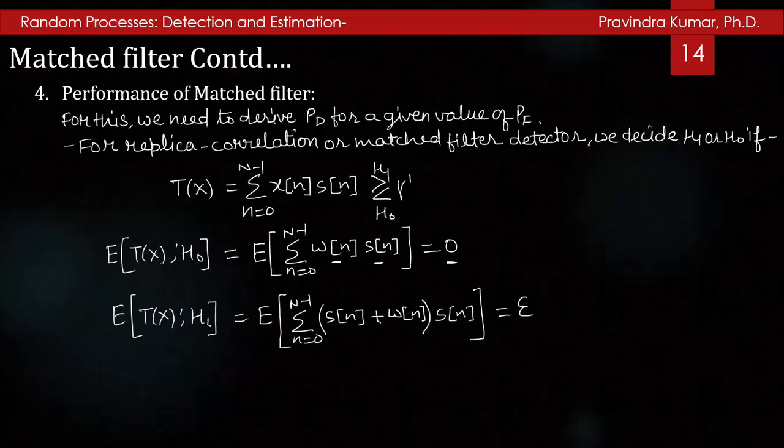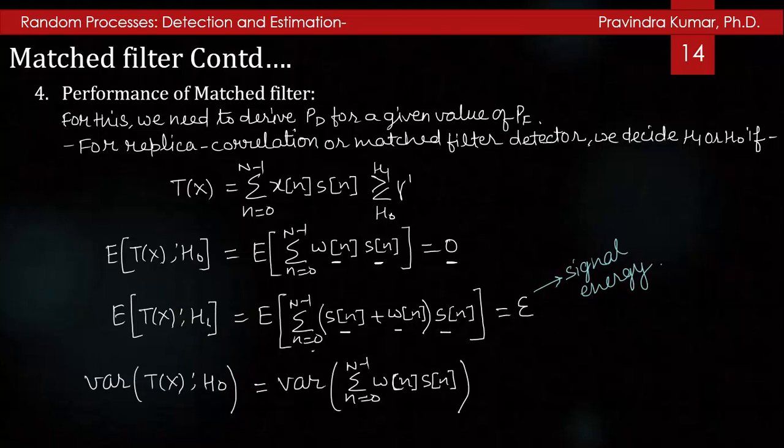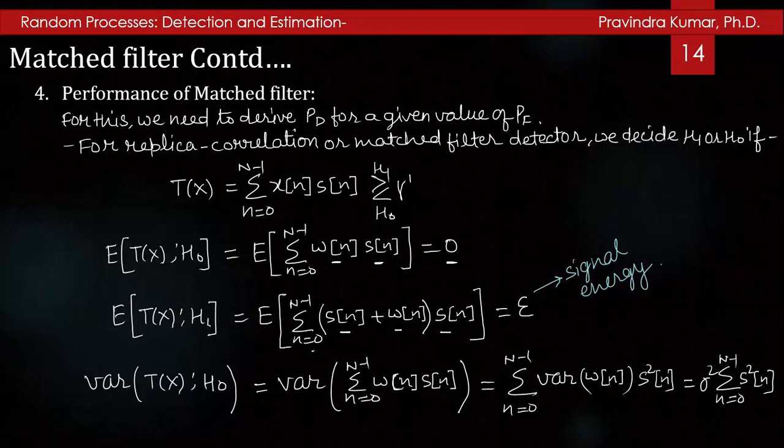And the mean value under the hypothesis H1 will be the expected value of summation n0 to n minus 1 of Sn plus omega n Sn, and this is the energy of the signal. Now the variance of the test statistic under hypothesis H0 will be equal to variance of summation n0 to n minus 1 omega n Sn, and you can write it as summation n0 to n minus 1 variance of omega n S square n. And the variance of the noise is sigma square, so it will be sigma square summation n0 to n minus 1 S square n, and this is the energy of the signal. So you can write this expression as sigma square epsilon, where epsilon is the energy of the signal.